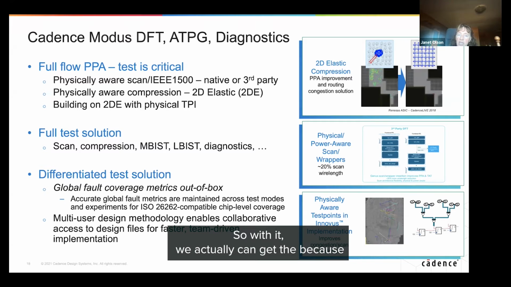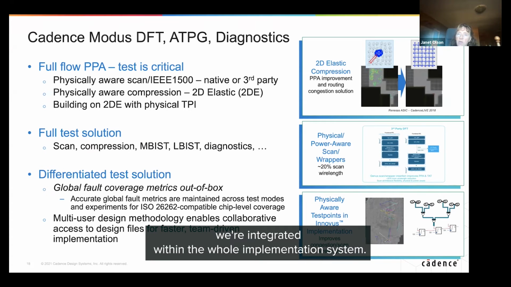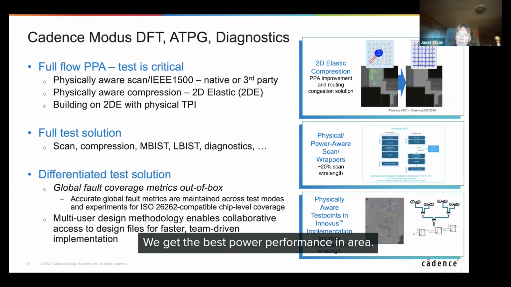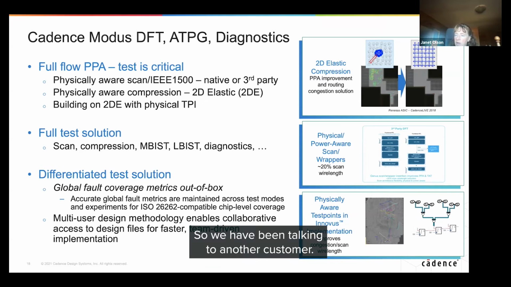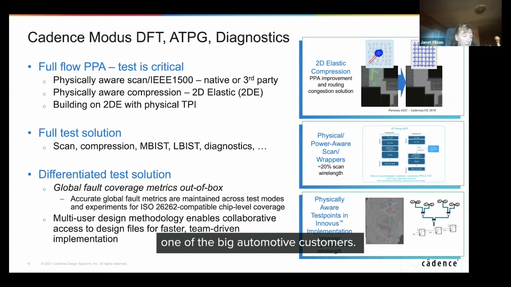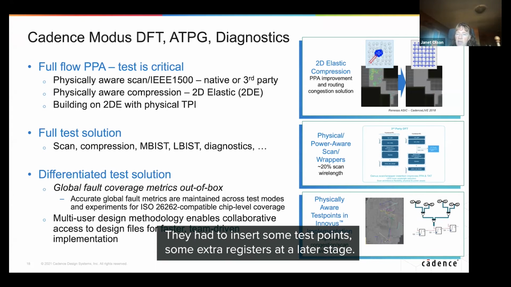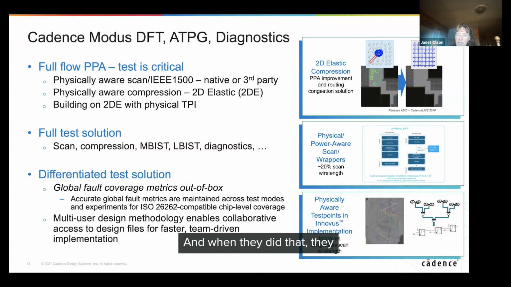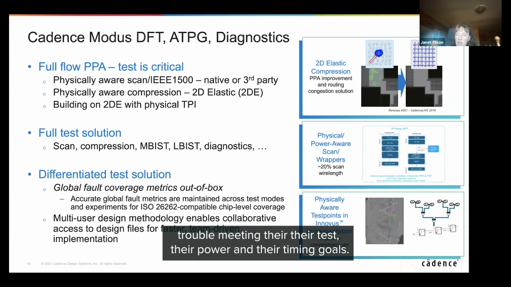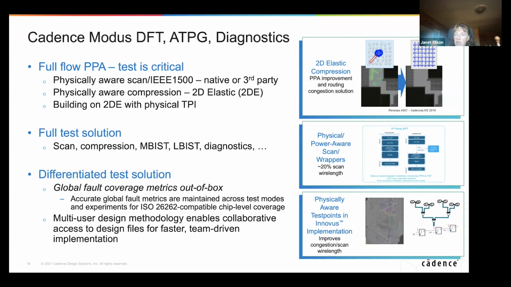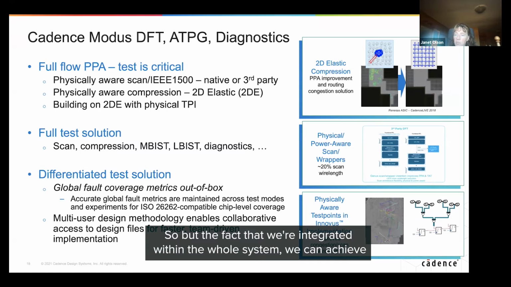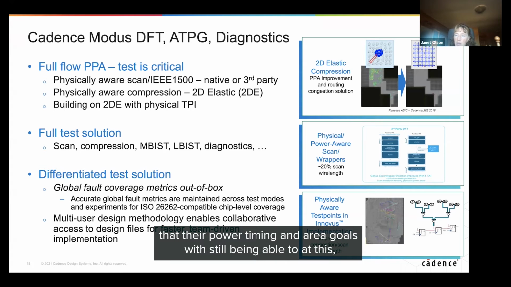Because we're integrated within the whole implementation system, we get the best power, performance, and area. So we have been talking to another customer, one of the big automotive customers, and they found that they didn't get their pattern count. They had to insert some test points, some extra registers at a later stage. And when they did that, they would circle, and they would have trouble meeting their power and their timing goals. With the fact that we're integrated within the whole system, we can achieve their power, timing, and area goals while still being able to add this.